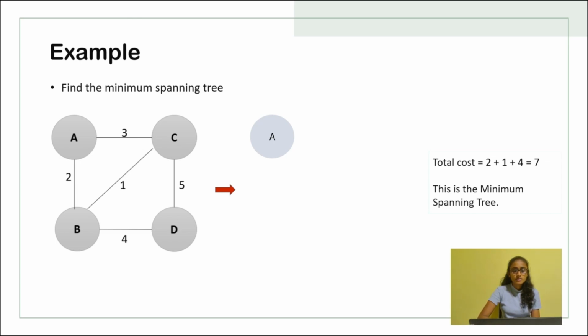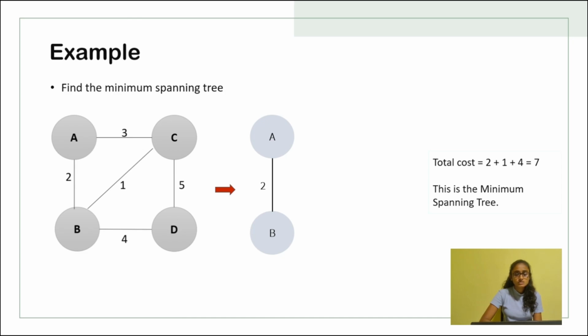Second step is find the minimum edge from A. Next, we look at all edges connected to A. From A, edge A to B has weight 2, edge A to C has weight 3. Among these, the smallest weight is 2. So we select the edge A to B and add it to the spanning tree. Now vertices A and B are visited.